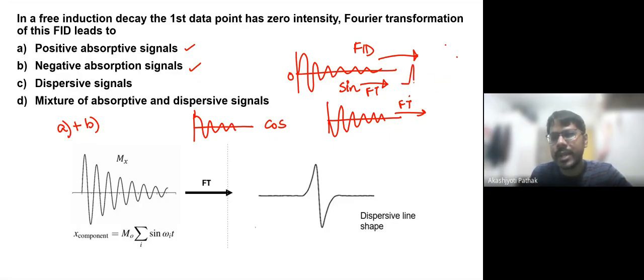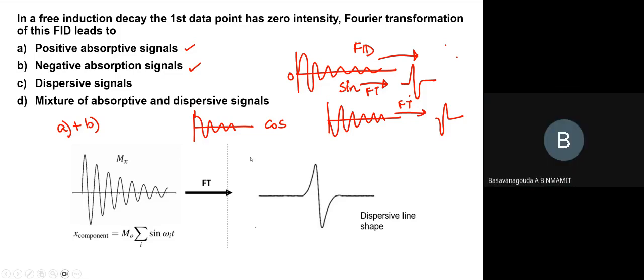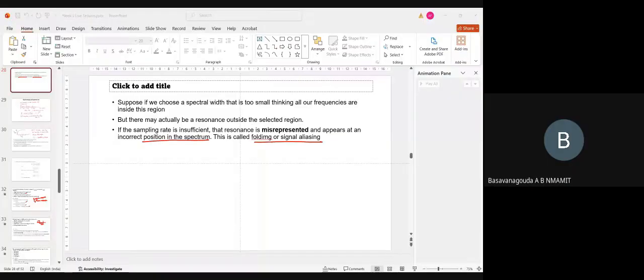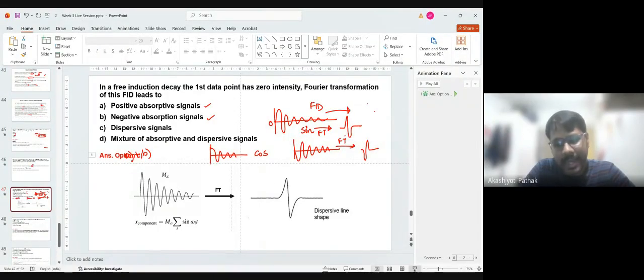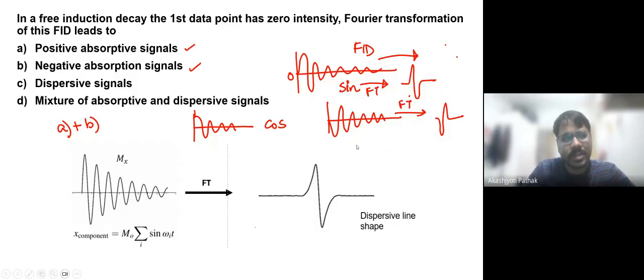Okay, you will get a dispersive signal. It can look like this, or it can look like this. Sign indicates the y-axis, no? Yes. So actually there are no options like positive dispersive signal and negative dispersive signal. So the answer is dispersive signal.